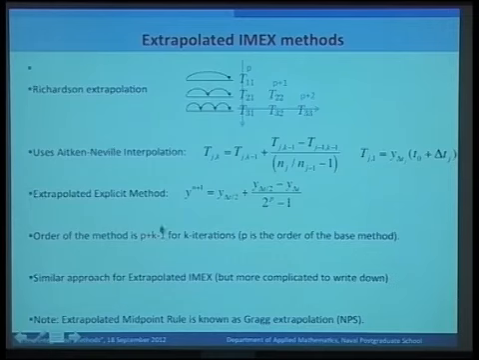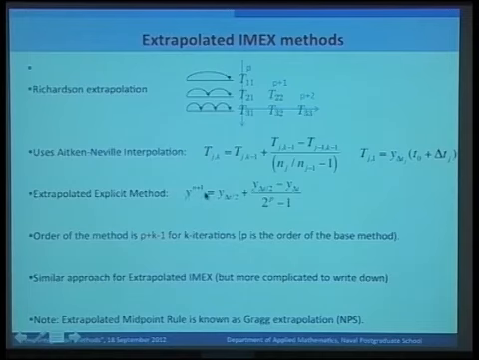And in the end, what happens is your method looks something like this. The order of your method looks like P plus K minus 1, where K is the number of iterations that I'm showing you here, and P is the order of your base method. Okay, now it's easier to explain.